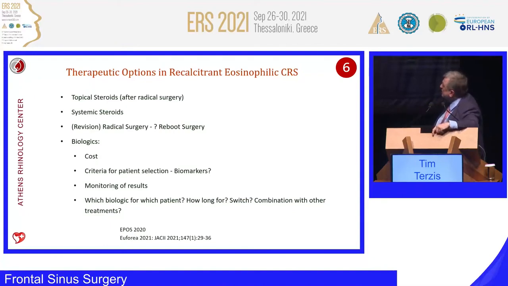So just a quick note on therapeutic options in recalcitrant eosinophilic CRS, which is not the subject of this table, of course. Do you think that minimal surgery has a place in the treatment of these patients? Or do you agree that radical surgery followed by topical steroids is the first step after the initial medical treatment, of course? You want to comment on that?